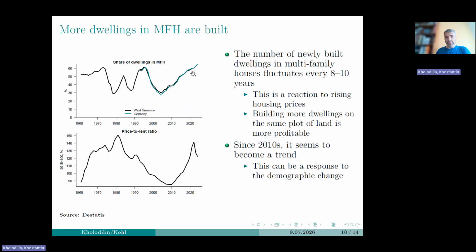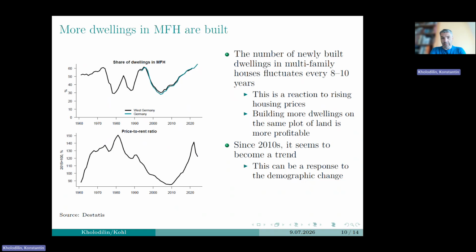And until 2020, it has been like a cyclical movement. So house price to rent ratio increases, the share of dwellings in multifamily houses increases, but then it seems that there's no longer dependence between these two lines, because in 2021, at the end of 2021, interest rates in Europe were dramatically increased, and this led to a fall in the demand for housing for sale. Therefore, the house prices decreased.